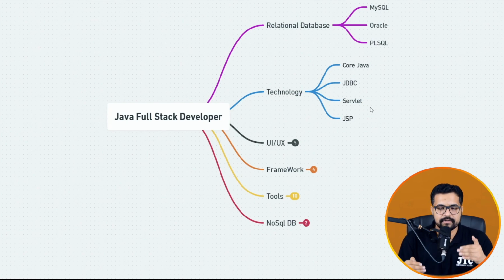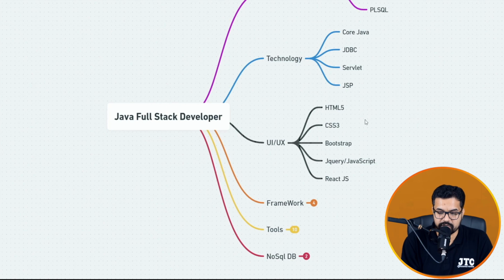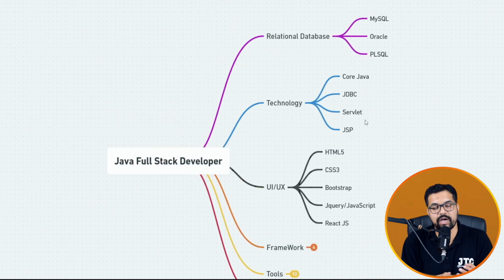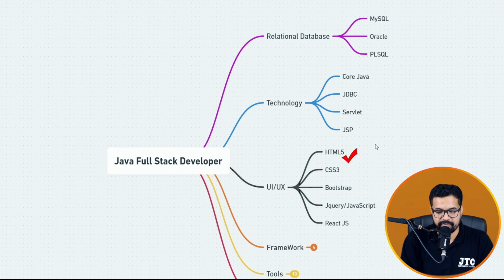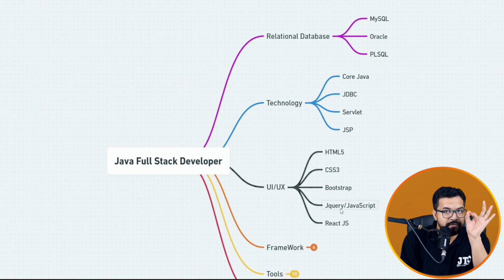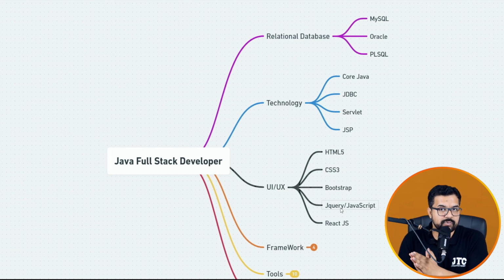Once you have completed relational database tools and the technology, core Java, JDBC, servlet, then we will be moving to the UI UX components. What are we going to discuss in the UI UX components? In UI UX, I would not say that you should be a pro, but yes, you should have some good knowledge of things like HTML5, CSS, Bootstrap, jQuery, and the very, very important one, JavaScript, because based on JavaScript there are a number of JavaScript frameworks available.